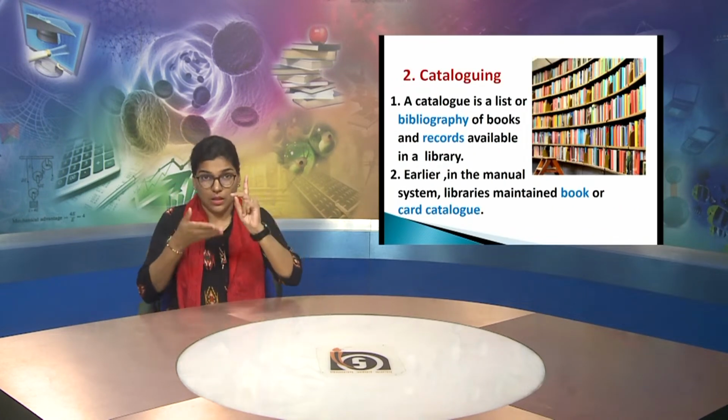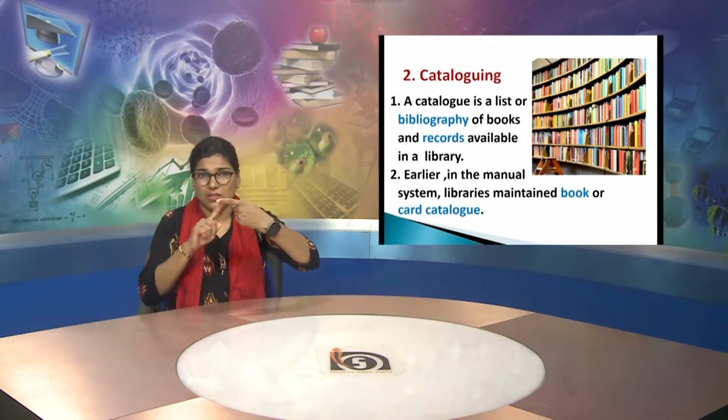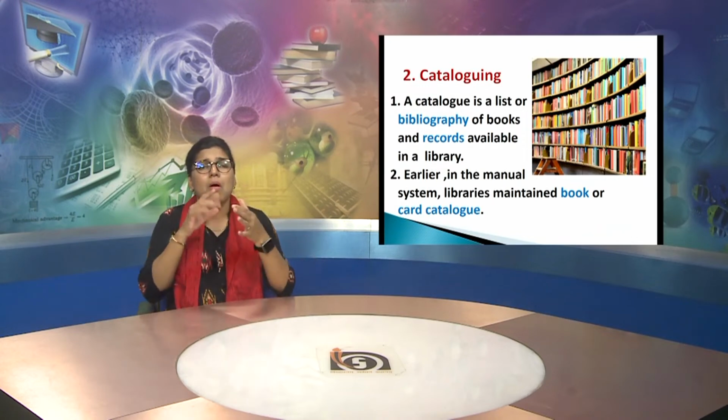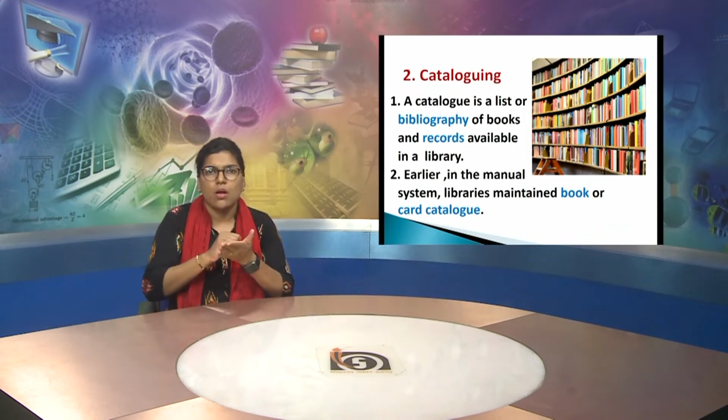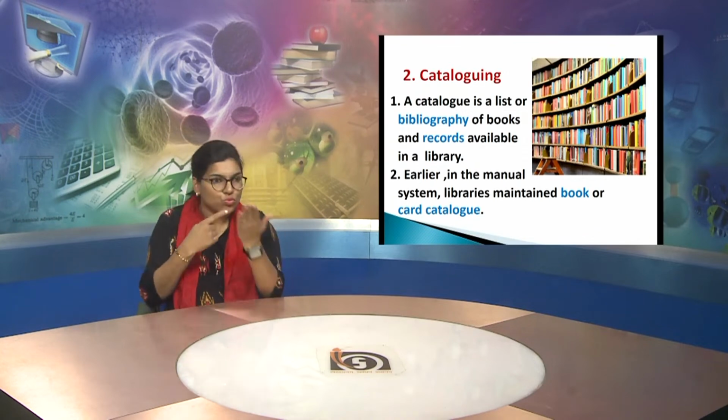So we have understood the point number 1, acquisition. The second point is cataloging. Let us understand it in detail. A catalog is a list or bibliography of books and records which are available in a library.